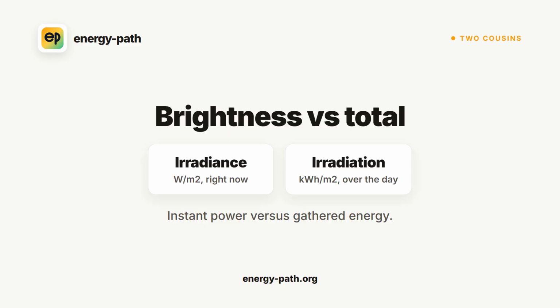Two more cousins get muddled. Irradiance is the instant brightness in watts per square meter, what a sensor reads at this moment. Irradiation is the total gathered over the day in kilowatt hours per square meter.